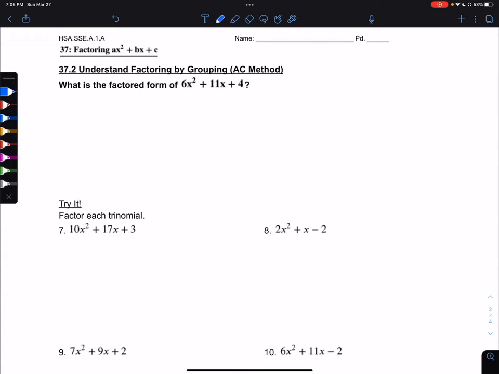Here we're going to look at example 2 from topic 37, where we understand factoring by grouping, also known as the AC method. So what is the factored form of 6x squared plus 11x plus 4?